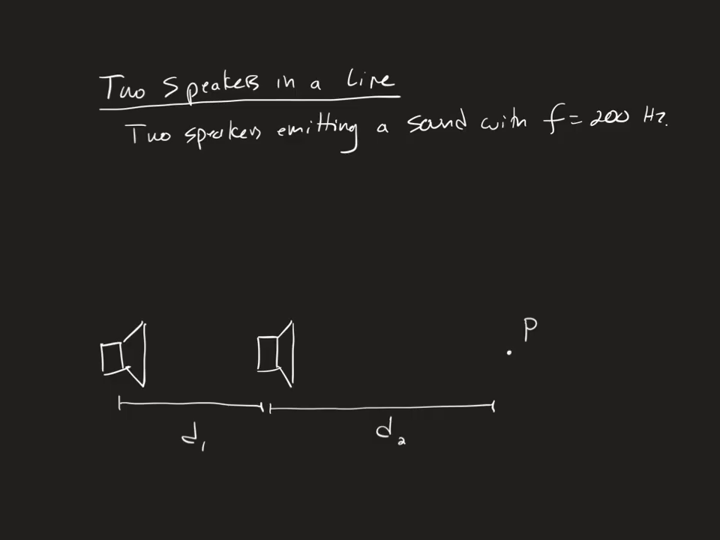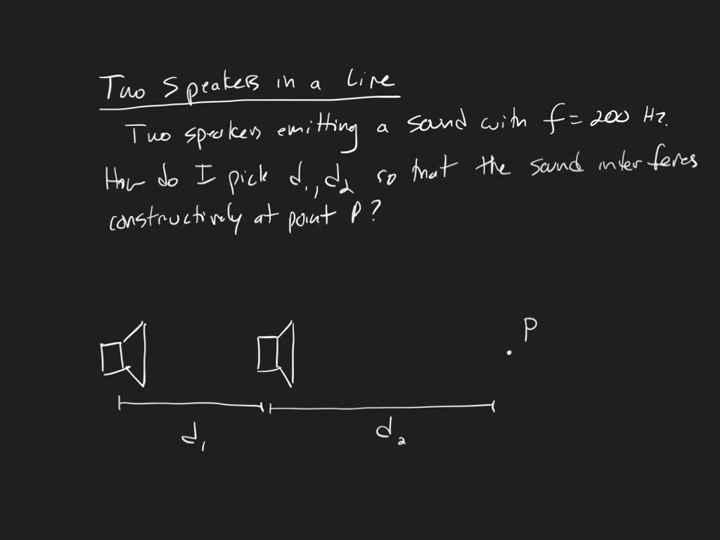I'm going to pick a point P, which is going to be a distance d2 away from the close one, and the two speakers are going to be separated by a distance d1. So the distance from this speaker to P is going to be d1 plus d2, and from here to P is just going to be d2. So I want to know, how do I pick d1 and d2, the two distances between the speakers and from the rightmost speaker to P, so that the sound interferes constructively at point P?